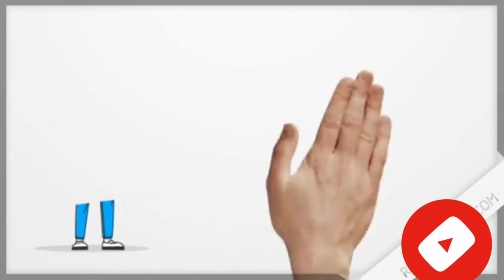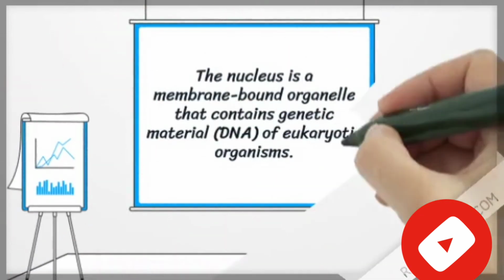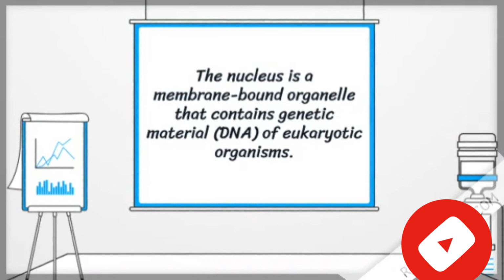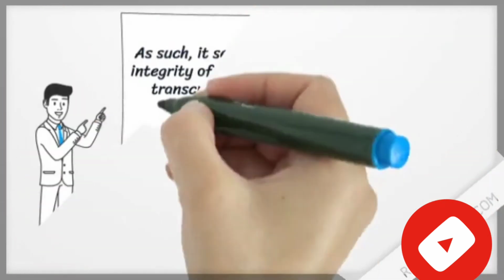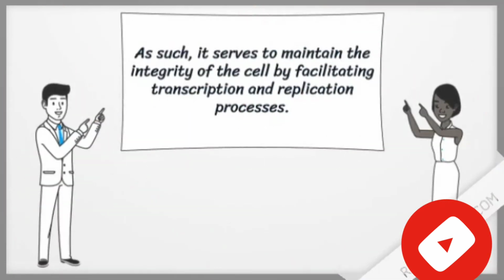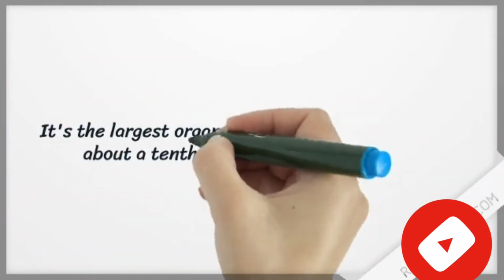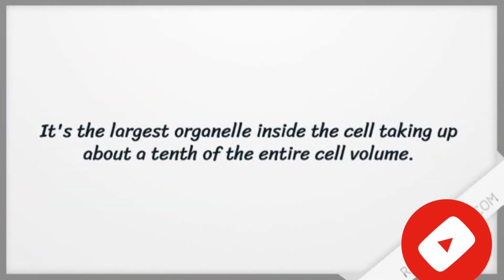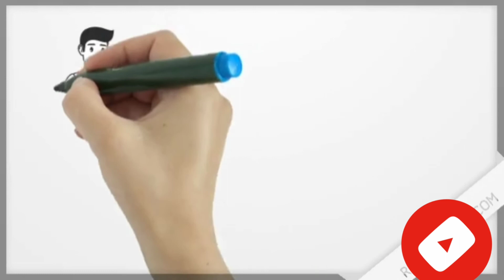Number 2. Nucleus. The nucleus is a membrane-bound organelle that contains the genetic material of eukaryotic organisms. As such, it serves to maintain the integrity of the cell by facilitating transcription and replication processes. It is the largest organelle inside the cell, taking up about a tenth of the entire cell volume.